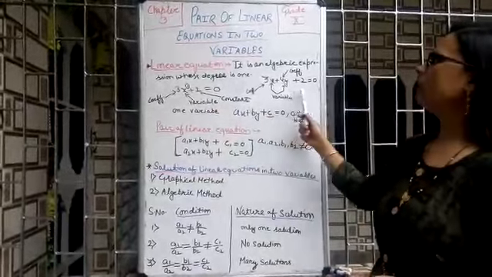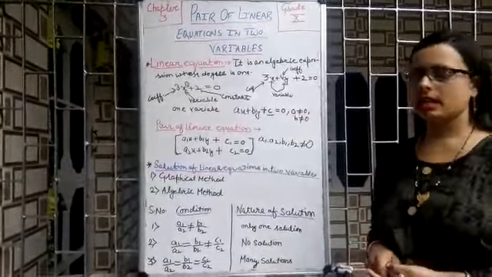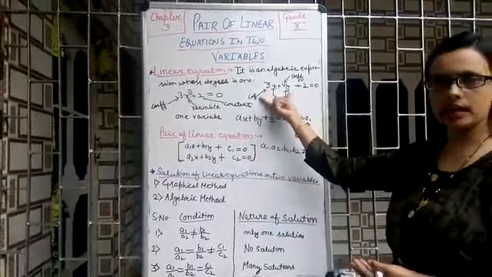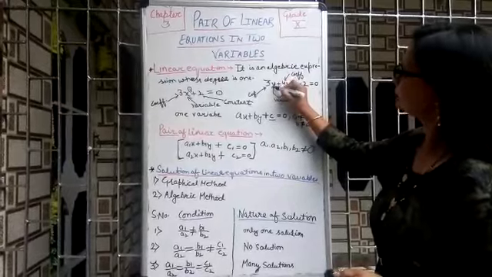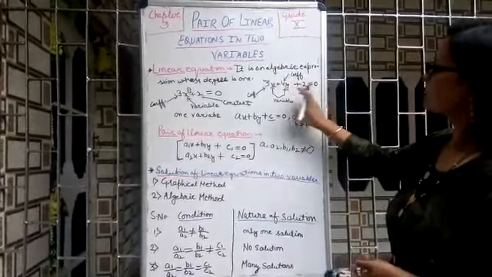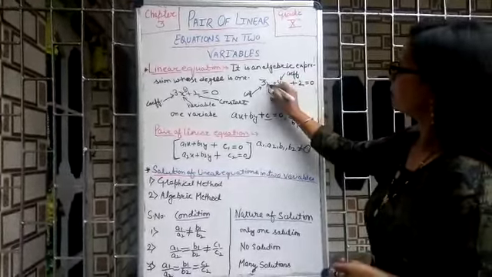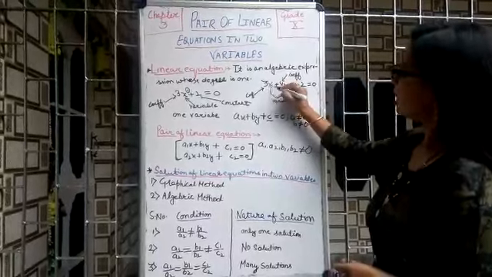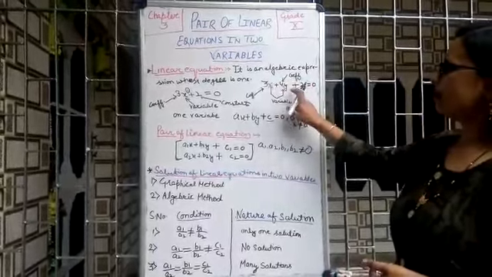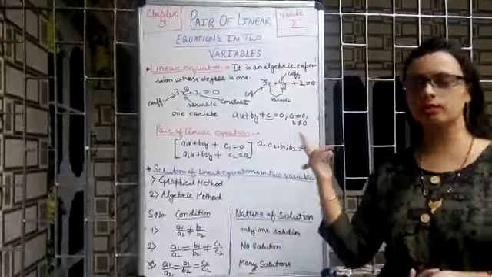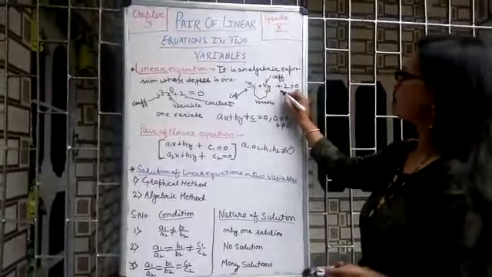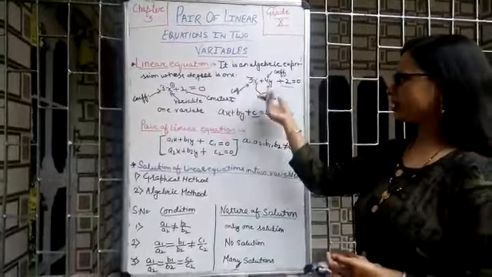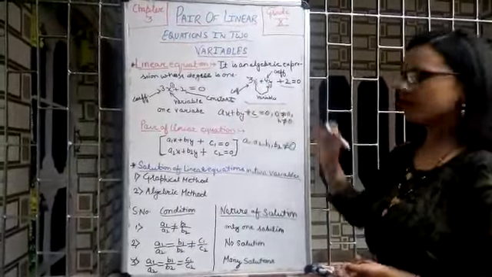Let's study the linear equation in two variables. Here we have again a linear equation 3x plus 4y plus 2 equal to 0. Here the unknown variables are x and y. Here we have two unknown variables, and 3 and 4 are coefficients and 2 is the constant. So it is a linear equation with two variables.